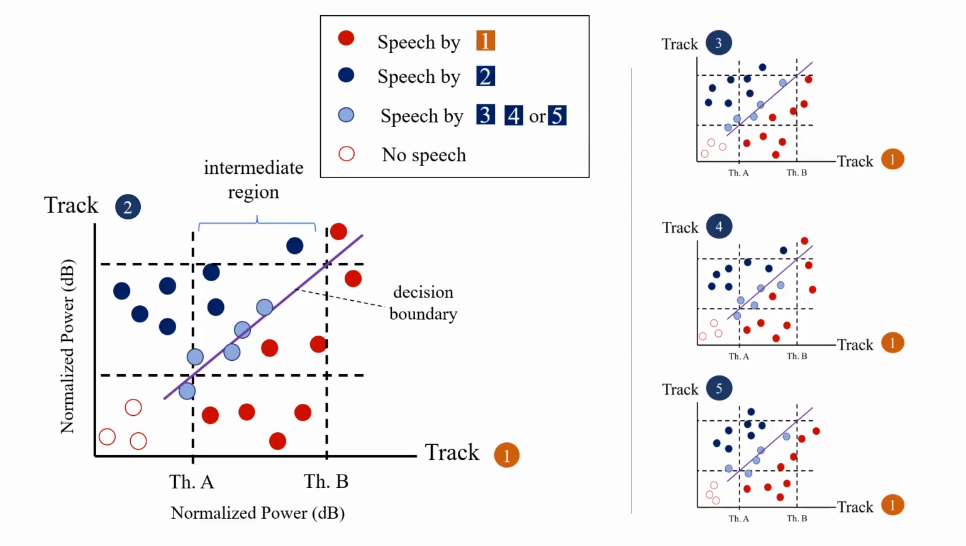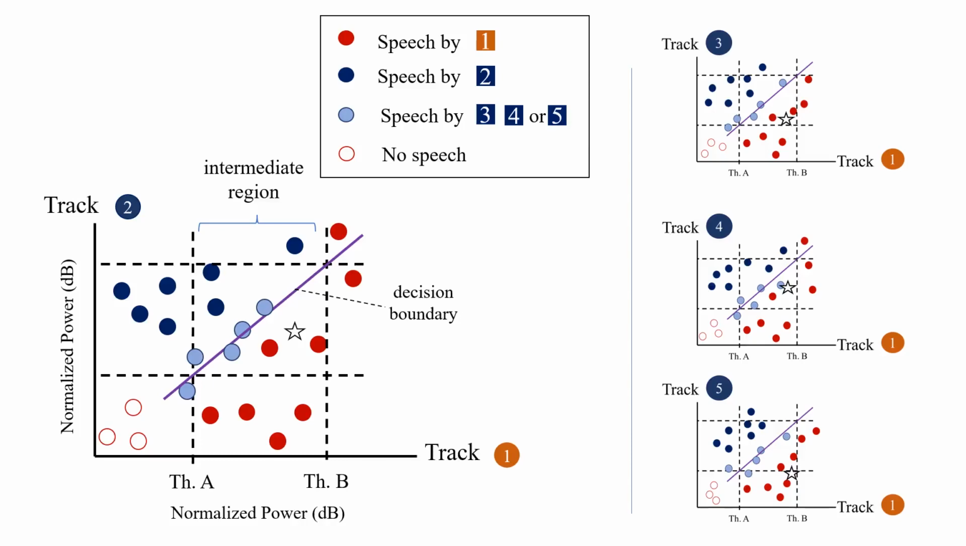Observations attributed to speakers 3, 4, and 5 do not contribute to track 1 and track 2, so they are expected to be on the diagonal. Please note, judgments using the decision boundary are made only in the area between threshold A and threshold B in track 1, which is regarded as intermediate state.